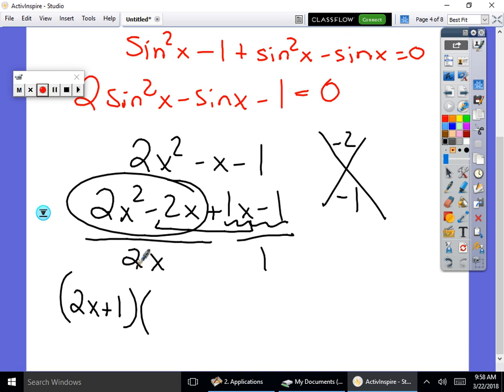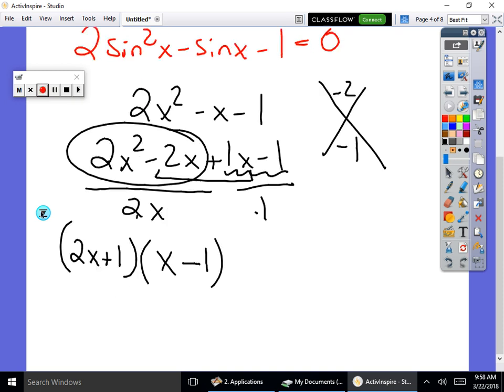What's 2x squared divided by 2x? What am I left with? Just an x. What is negative 2x divided by 2x? Negative 1. Let's verify, okay? 1x divided by 1 is x, and negative 1 divided by 1 is negative 1. So did I do it correctly?